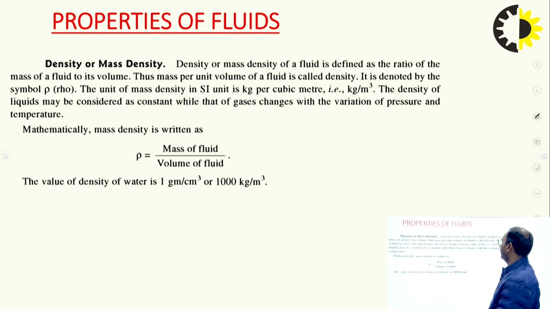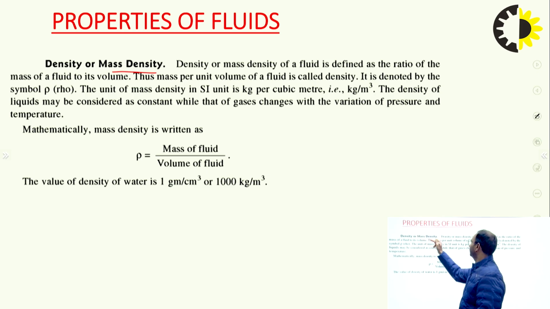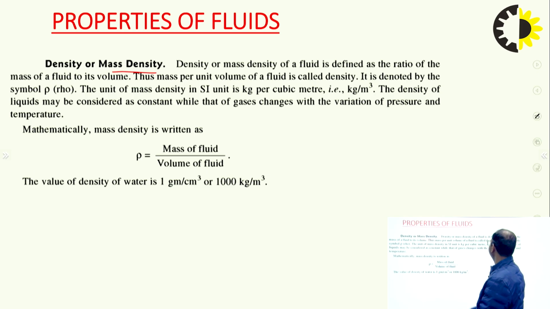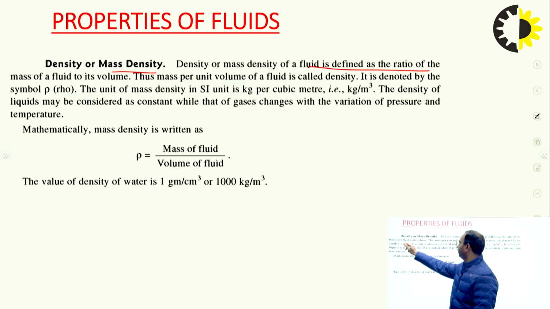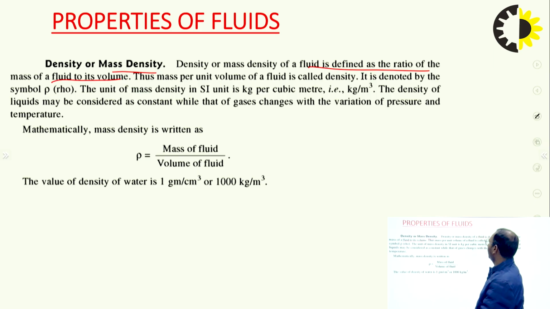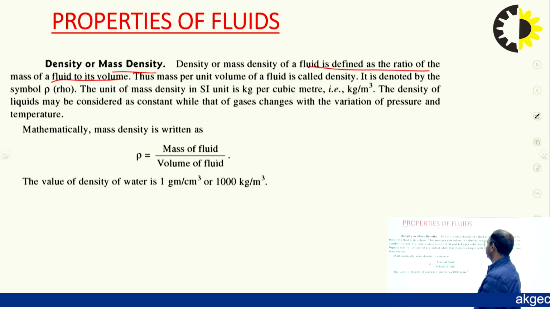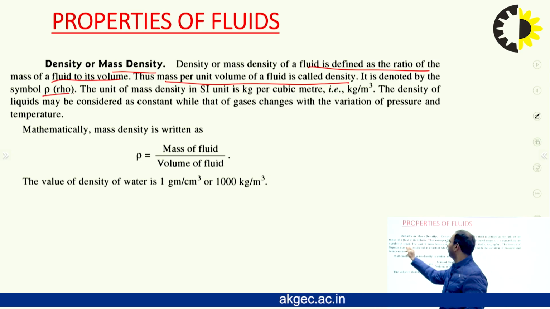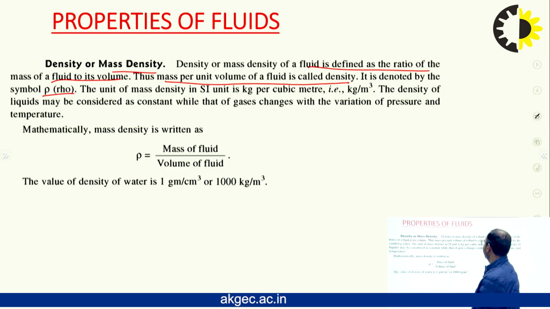Then what are the different properties of fluid? The first property is density or mass density. What is density or mass density? Basically, it is defined as the ratio of the mass of a fluid to its volume. In other words, mass per unit volume of a fluid is called density, and it is denoted by the symbol rho. The unit of mass density in SI is kg per meter cube, whereas in CGS it is gram per centimeter cube.